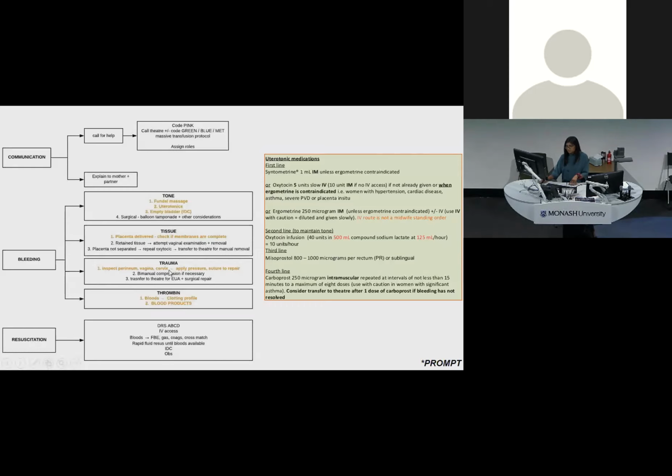Trauma, you inspect the perineum, the vagina, and the cervix for any tears or ongoing bleeding from there, or bleeding from the episiotomy site, and you can apply pressure or suture to repair. And then with thrombin, you do your bloods and your clotting profile and just give them blood products until someone senior comes and can manage the situation for you. In terms of resuscitation, you guys know all of this already, so I won't even bother going through it. But the main thing to tell the OSCE examiner, if you do get this, is to say, I will be doing all of these at once, but I will be splitting these up to categorize them in the different management.